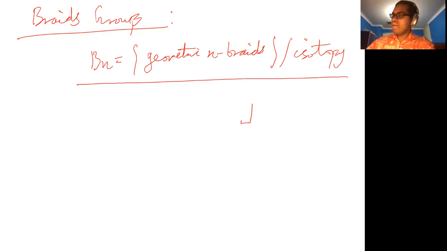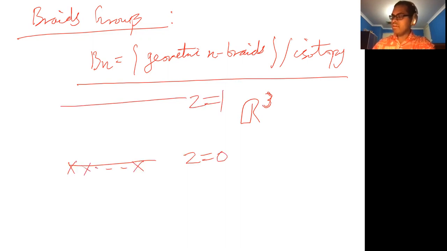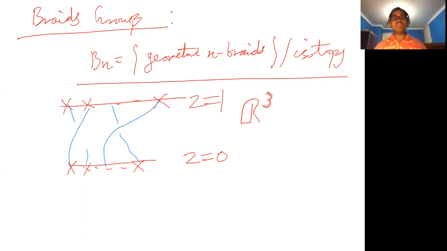A geometric n braid is: you take Euclidean 3 space R3, you take the plane z equals 0 and z equals 1, and you draw endpoints on the plane z equals 0 and endpoints on the plane z equals 1. And a geometric n braid is just a picture where you're connecting the top points to the bottom points by n strands. The strands have to continuously go upwards, but they can entangle with each other. So the entanglement is essentially the information encoded in a geometric n braid.